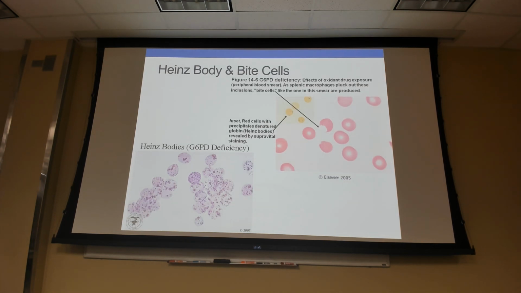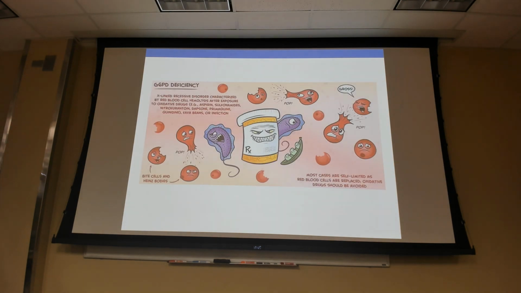Just another look at what that looks like, a Heinz body, where you have the precipitated hemoglobin on the inside, marking it for destruction, and then that is what a bite cell is when it has had a bite taken out of it where that precipitation is.